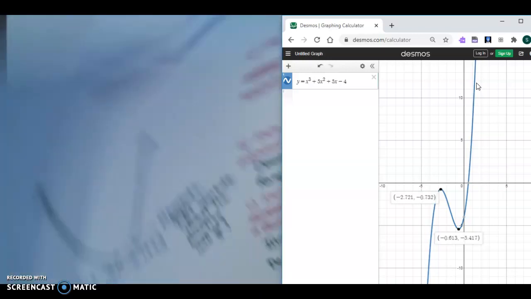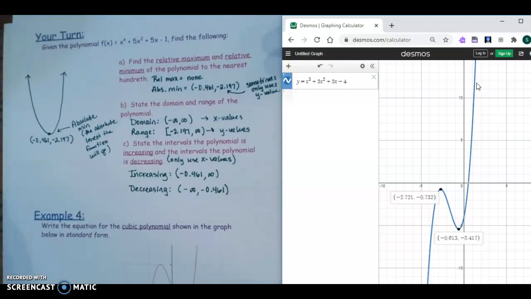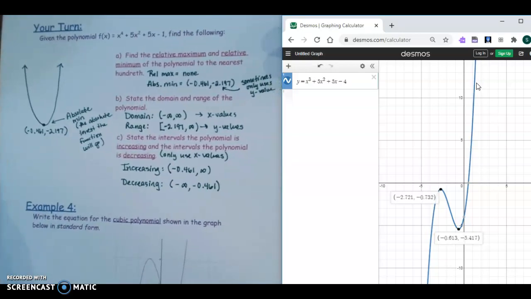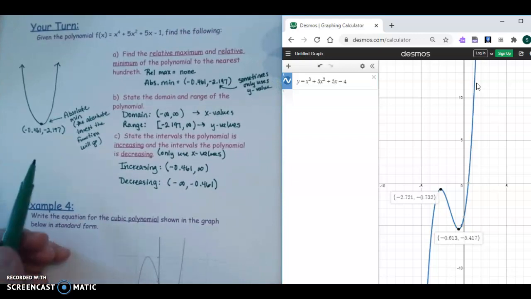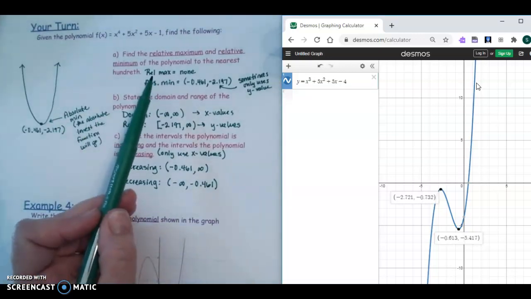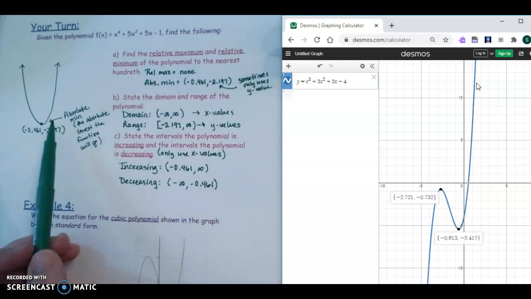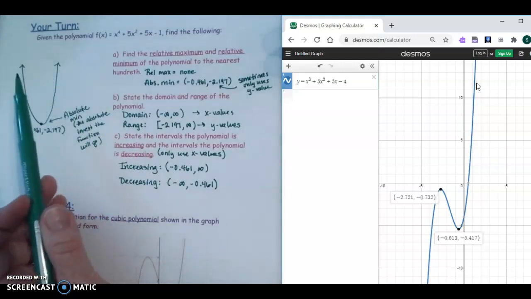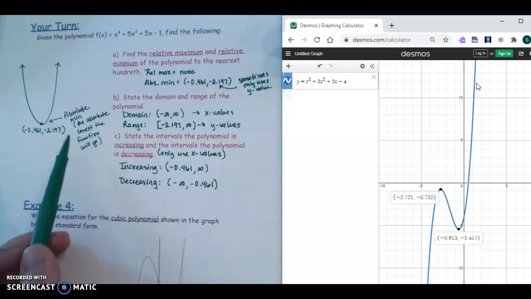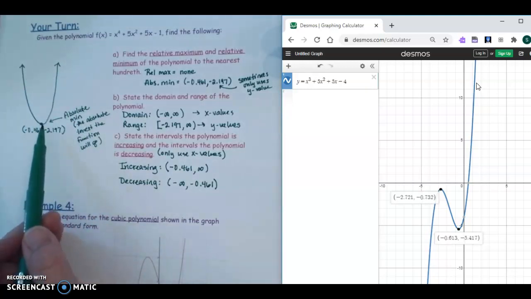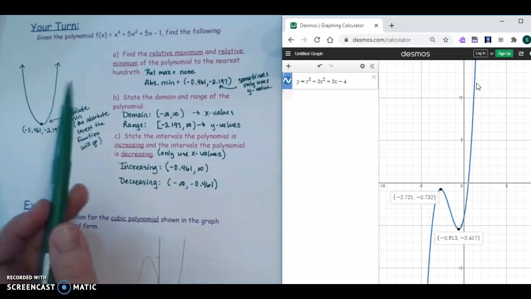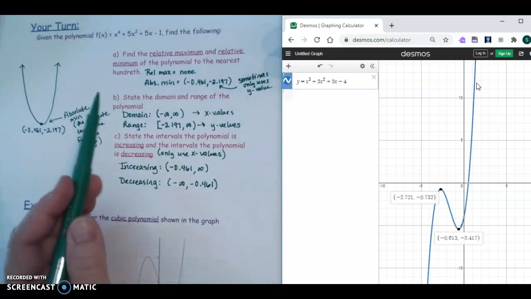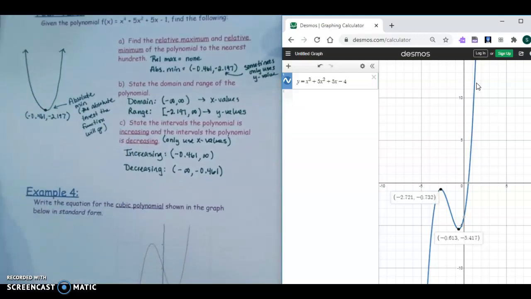Okay, next is a your turn problem. You can pause the video and try this and then compare to my answers. One thing I do want to point out is it asks for a relative max. There is not a relative max, okay? There's not an absolute max either because both ends are going to infinity. It does have an absolute minimum because this is the absolute lowest this graph will go. So that's the difference between relative and absolute. So you can check your answers to that and hopefully you get those correct.